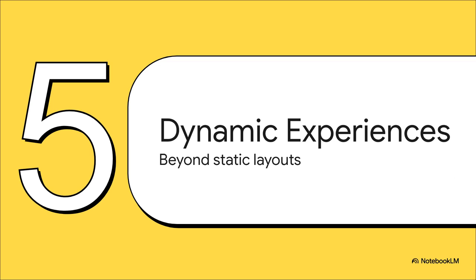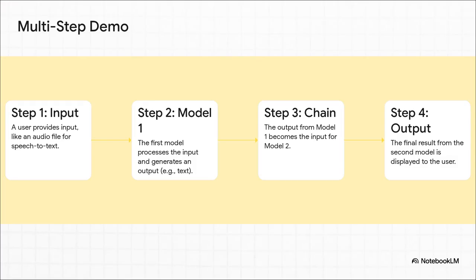Okay, so arranging stuff is cool, but where Blocks really shines is in creating these dynamic, multi-step experiences where your app can react and change. This is where your application actually starts to feel alive. So check this out, this is a perfect example. Imagine a user uploads an audio file, step 1. Then a speech-to-text model jumps in and transcribes it, step 2. Now that text gets displayed so the user can see it. But here's the cool part, it's also silently passed along as the input for a second model, maybe a sentiment analyzer. And finally, the app shows the final sentiment. This kind of chaining, where one component's output becomes another's input, is what Blocks makes incredibly easy.